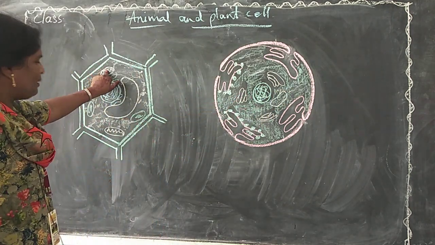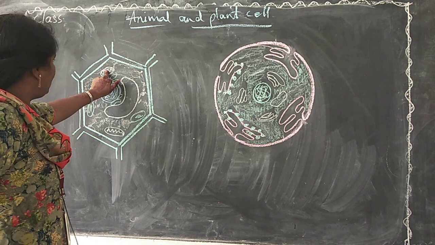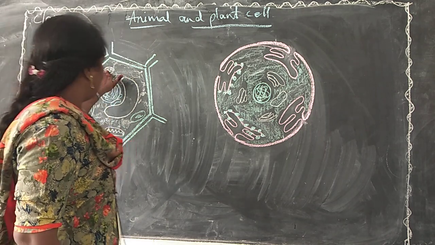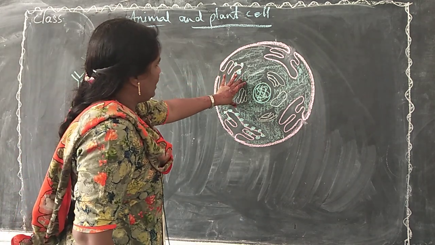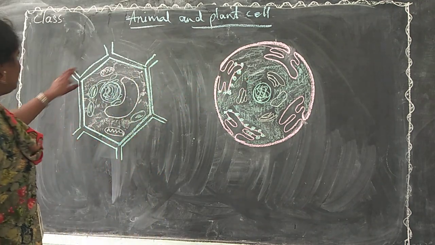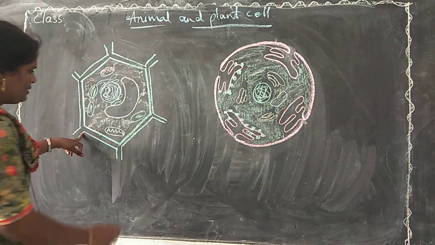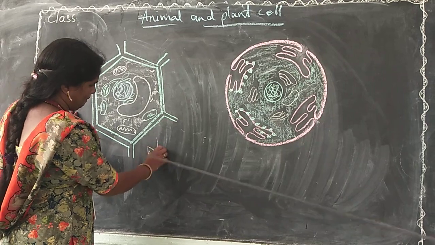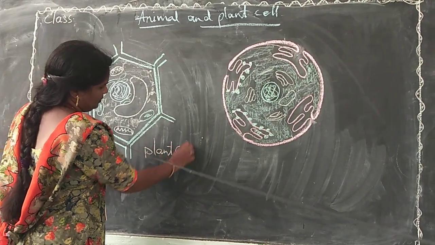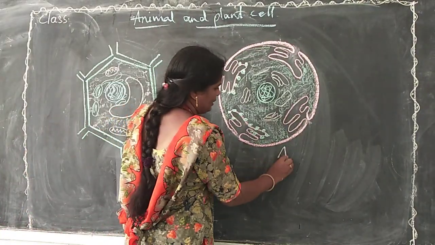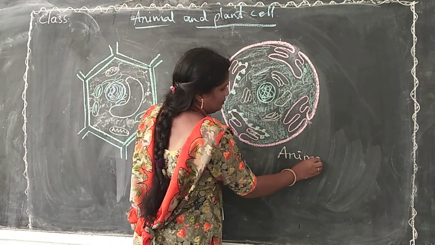Now these are the mitochondria present in the plant cell. Here also mitochondria are present. Now this is rectangular in shape. What is this? This is the plant cell, and this one is the animal cell.